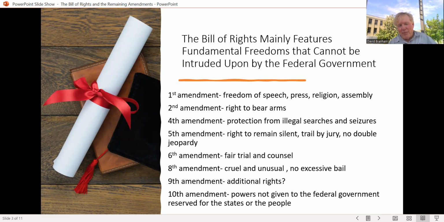The Sixth Amendment, the most important thing about that is your right to counsel. You get a fair trial. You get a right to counsel on every felony case now since Gideon versus Wainwright. We'll go over that in a little while. The Eighth Amendment protects you from cruel and unusual punishment. What that is defined as is in several cases of the courts.